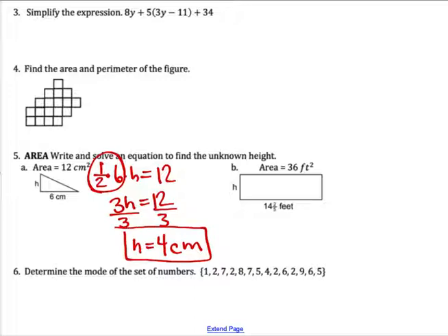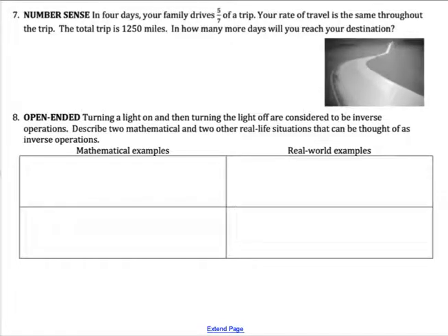On number 6, the mode. You need to remember that mode is the most often occurring number. It's the one that happens most often.